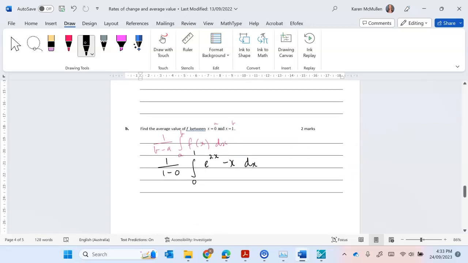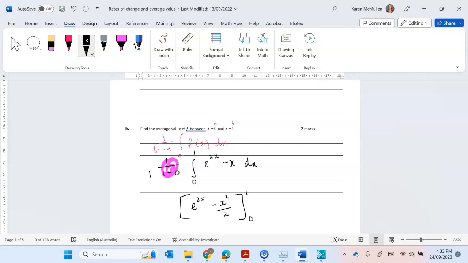Now there's not much space here, but let's just quickly do it. So 1 over 1, we don't have to do anything with that, because this is all equal to 1. All right, 1 over 1 is 1. So our antiderivative, e to the power of 2x, is just e to the power of 2x, and negative x becomes negative x squared over 2.